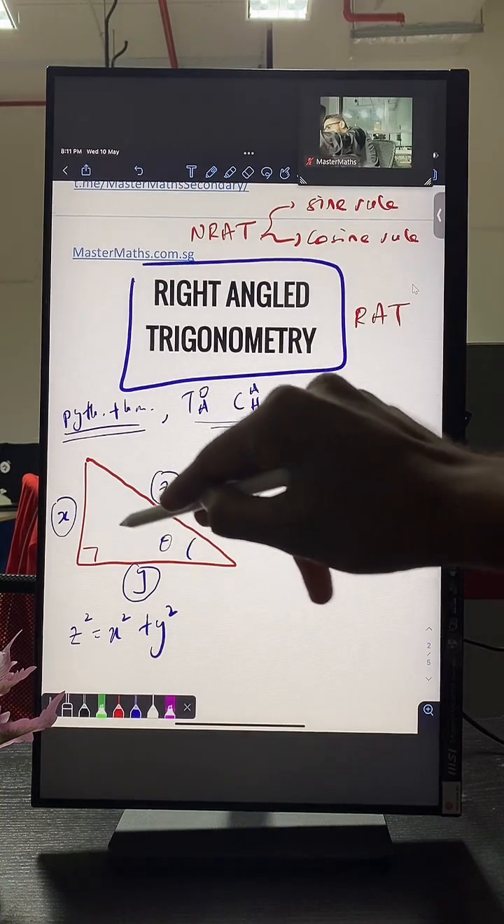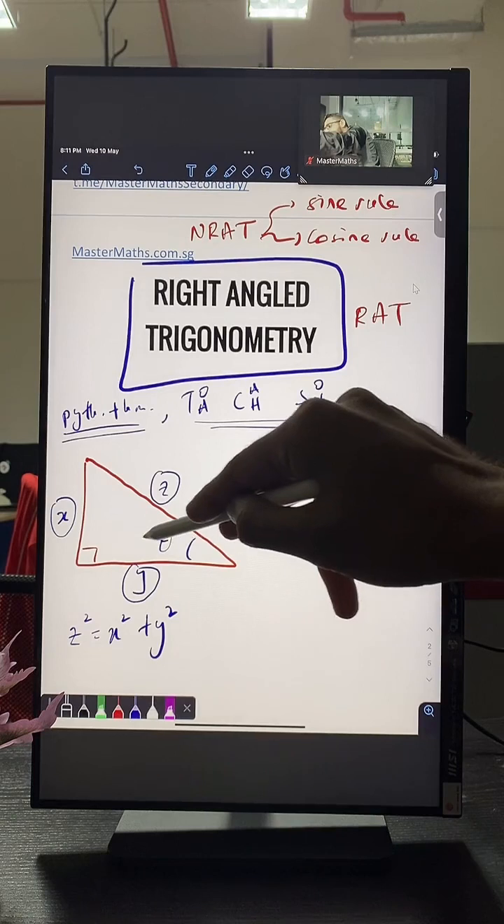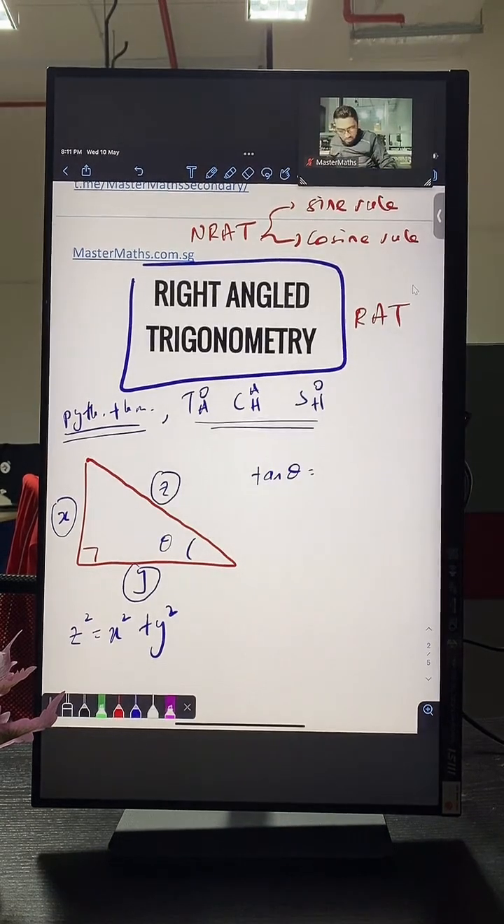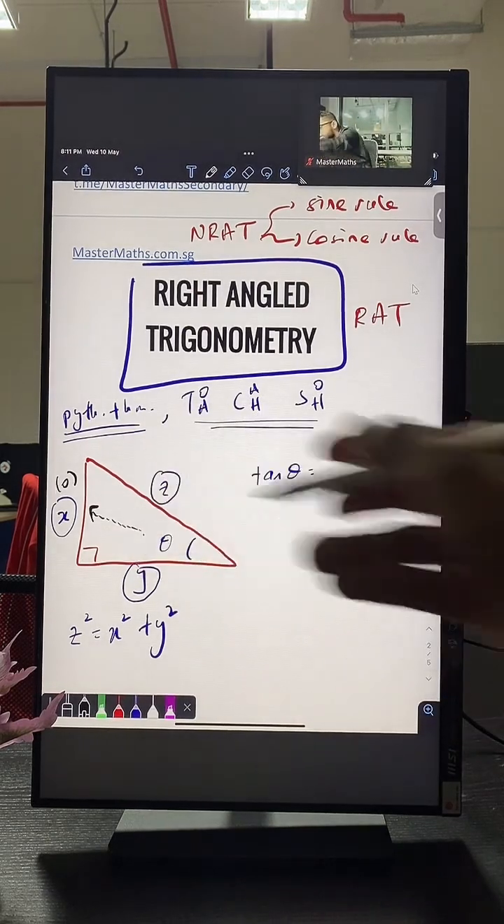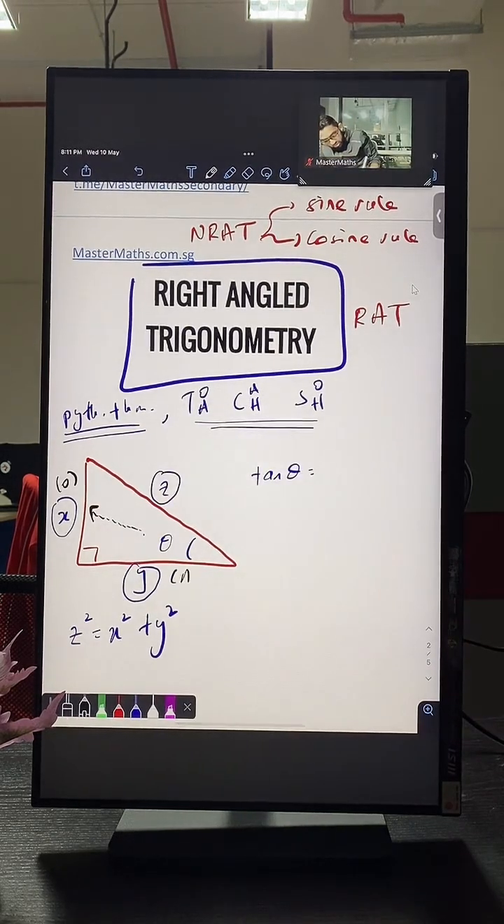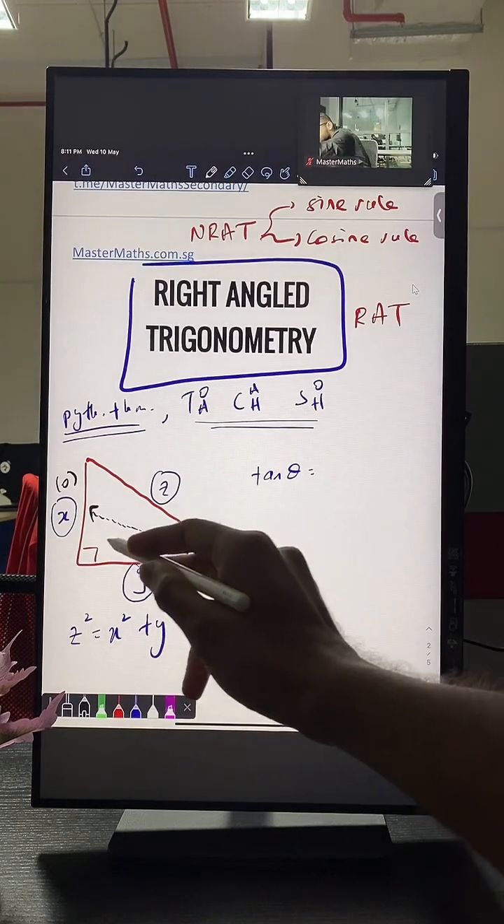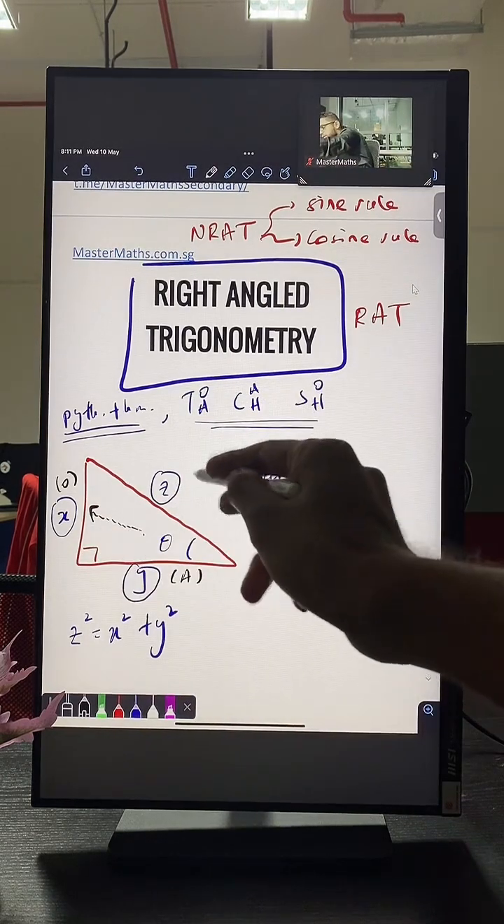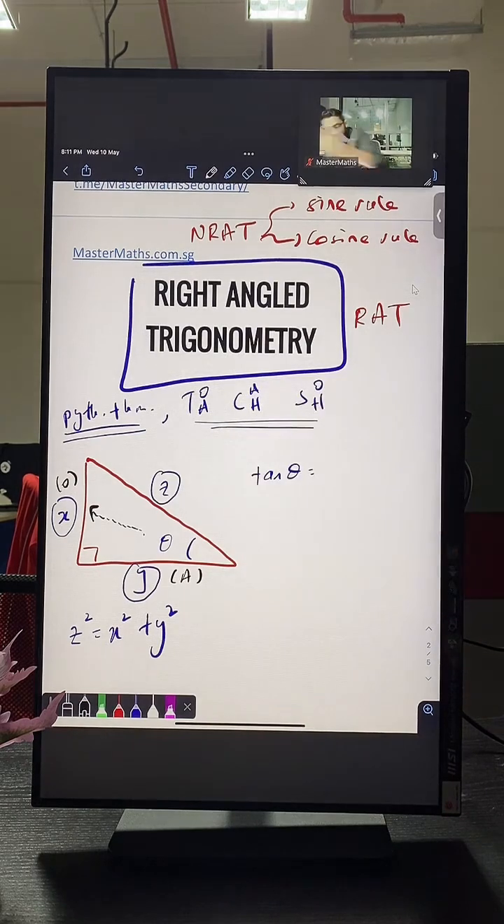Guys, opposite, adjacent, hypotenuse. Okay? So the opposite length, my friends, will just be X. This is opposite and this is just the X value over here. And then Y will be your adjacent length. The hypotenuse will be across the 90 degrees. The hypotenuse will be Z. Okay, this is the hypotenuse, guys.